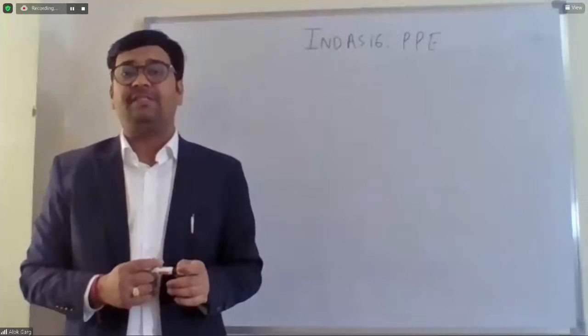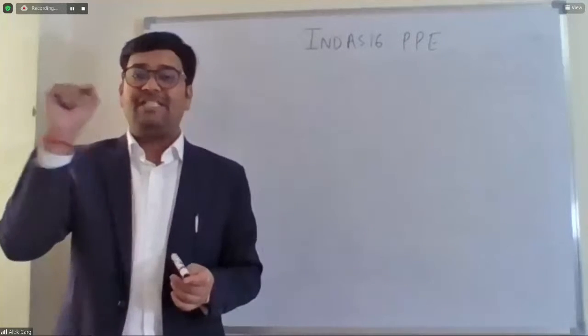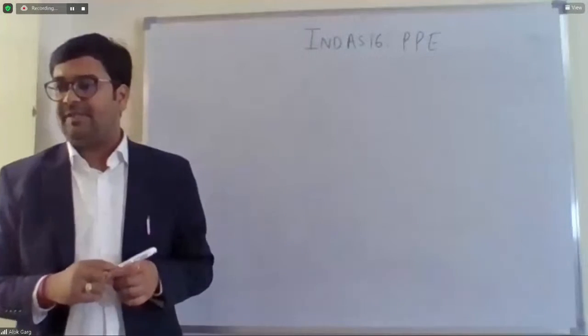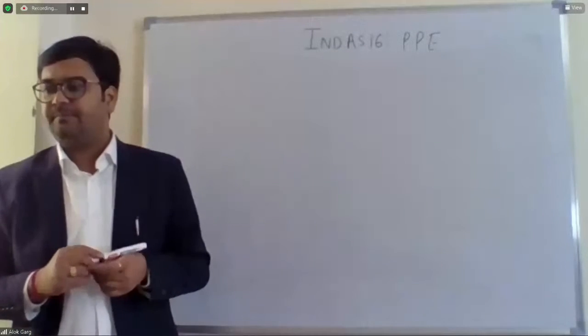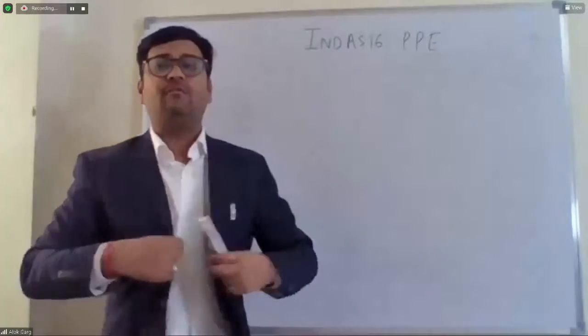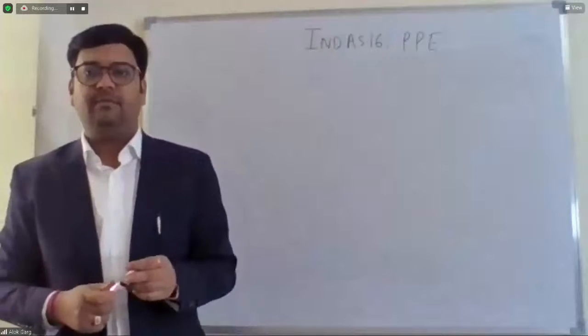So accumulated depreciation debit 5 lakh to inspection component 5 lakh. Is it right, Ambika? Okay, great.